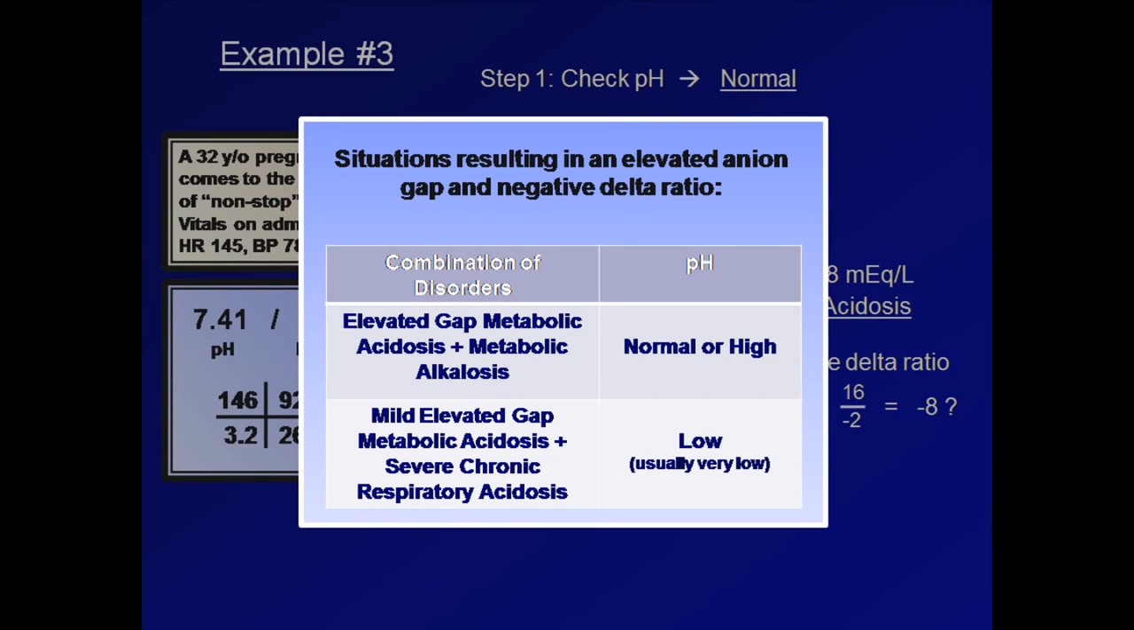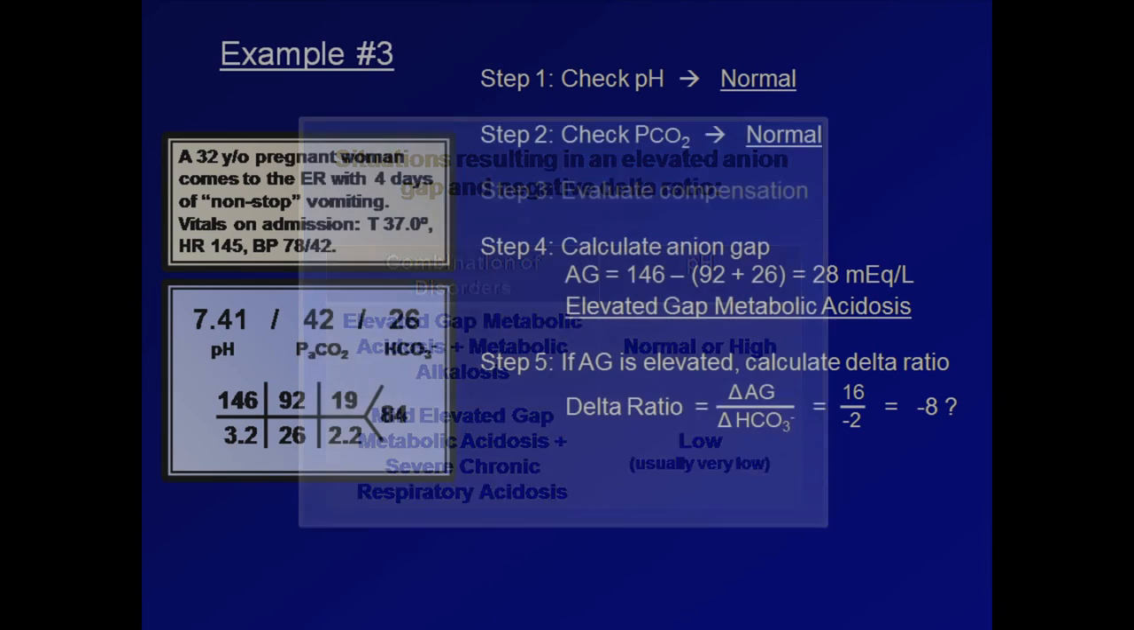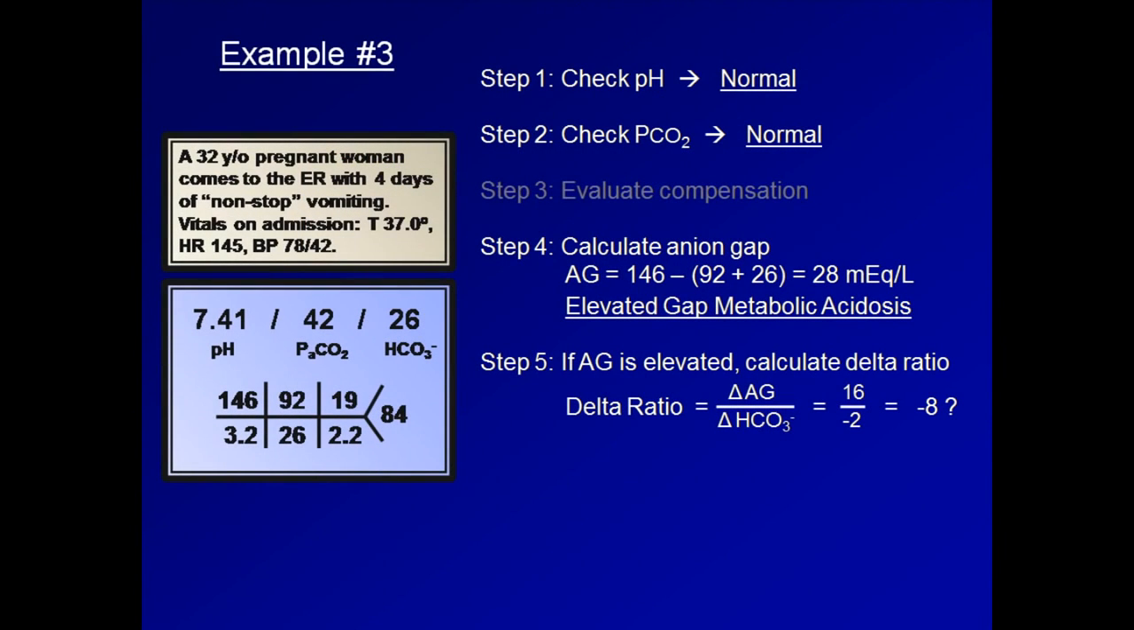This reminds me actually of a more general point that I should have made in the last lecture, that the delta ratio is not really valid for investigating acute metabolic disorders in the presence of severe chronic respiratory disorders, as these patients will have abnormal baseline bicarb levels as a result of metabolic compensation. So if we go back to this case, a negative delta ratio with a normal pH and no evidence to suggest a severe chronic respiratory disorder, this patient must also have a metabolic alkalosis.